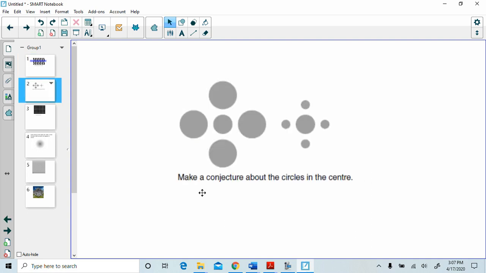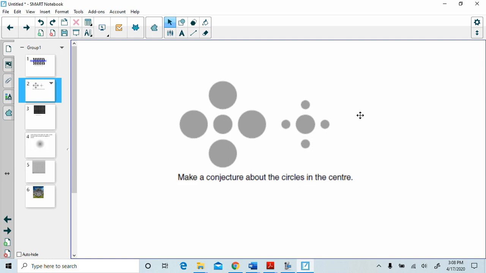This one's saying make a conjecture about the circles in the center. They're talking about these circles in the middle. My conjecture could be that this one's bigger because it looks bigger than the one over here, or this one looks smaller. The left circle in the middle looks smaller than the one on the right. Again, you can make your conjecture and then test it for validity. If it holds true, then your conjecture is good. If you're able to find one example that supports an opposite opinion or conjecture, then you have found a counterexample and your original conjecture is not valid.